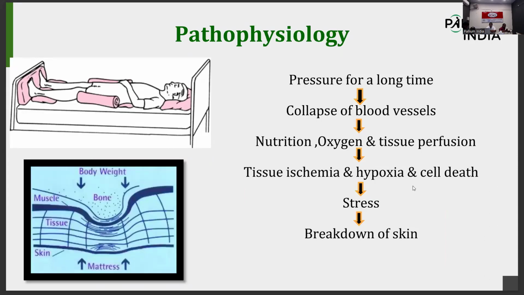Regarding the pathophysiology, how the pressure ulcer develops: due to prolonged standing, prolonged sitting, or prolonged lying down, there is a chance of pressure for a long time. At that time, the blood vessels in that place will collapse. That will affect the nutrition, oxygen supply, and tissue perfusion. It leads to tissue ischemia and hypoxia. The hypoxia leads to cell death. This prolonged stress will cause breakdown of skin. This is called a pressure ulcer.